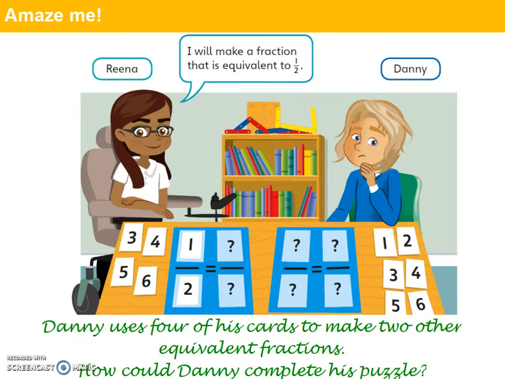For question 1b, we're told Danny's going to use 4 of his cards to make 2 other equivalent fractions. So how can Danny complete his puzzle? One of the things that we need to be thinking about on this is what fractions can we actually make out of those 6 cards that Danny has? Because we need to be thinking about that initially in order to find fractions using those cards which are going to be the same.